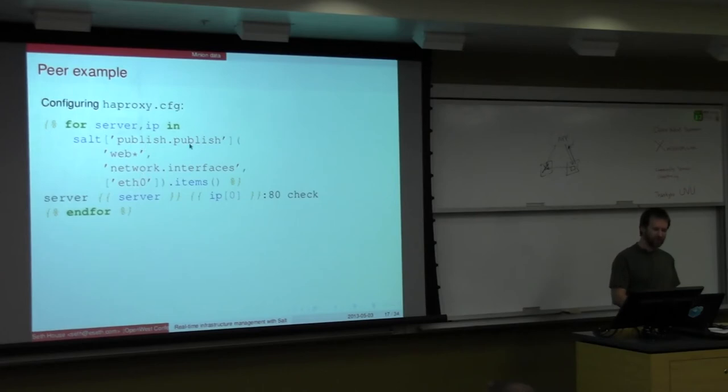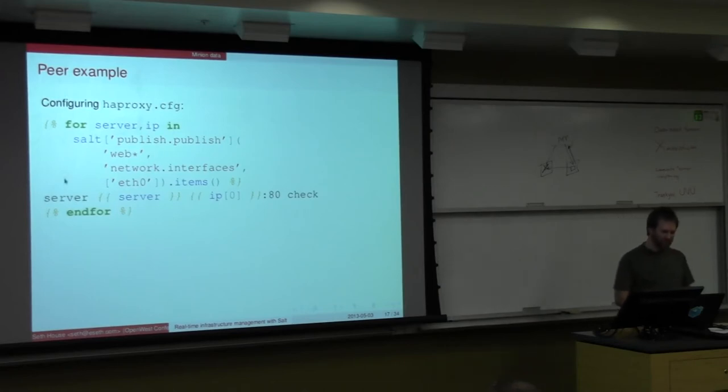So we're doing publish.publish. That's the interface to the peer interface. You're saying I'm targeting all of the host names who start with web, so in this case, I want all of my web servers. And I'm running this command, network.interfaces. I'm specifying F0 as the argument. And I'm getting those back in groups of two.